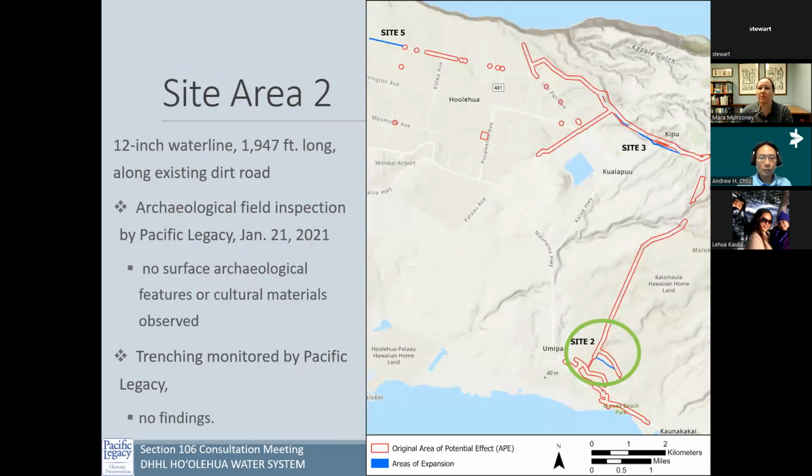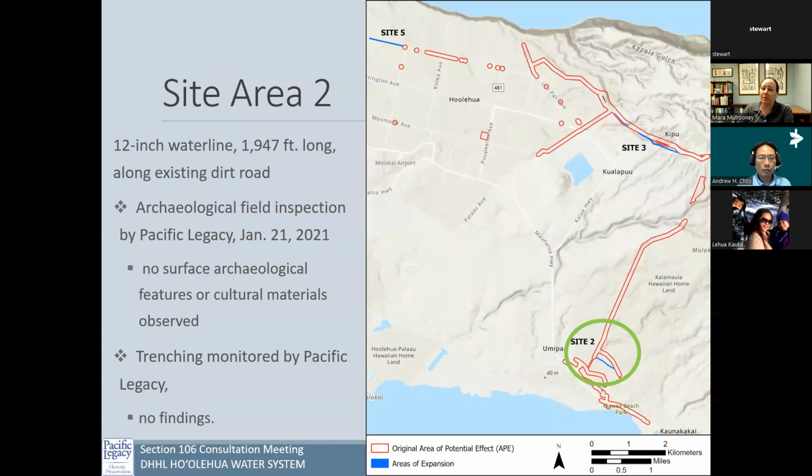So if we zoom in and look at these 3 areas, we'll start in site area 2. That of course is in Kalamaula. And this is an area where a 12-inch water line, which is just shy of 2,000 feet long, was aligned along an existing dirt road. So instead of running the line along a new area that didn't have an existing dirt road, the team decided to run it along an existing dirt road and make some improvements there as well.